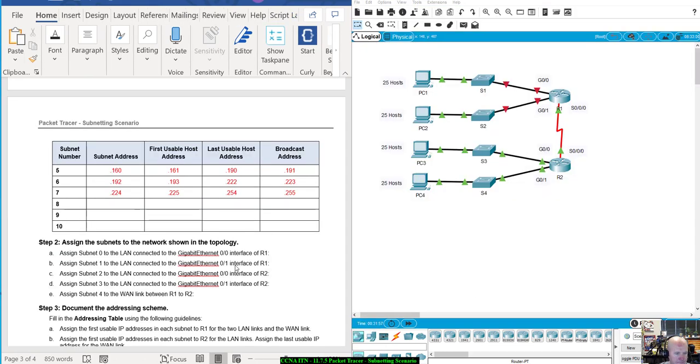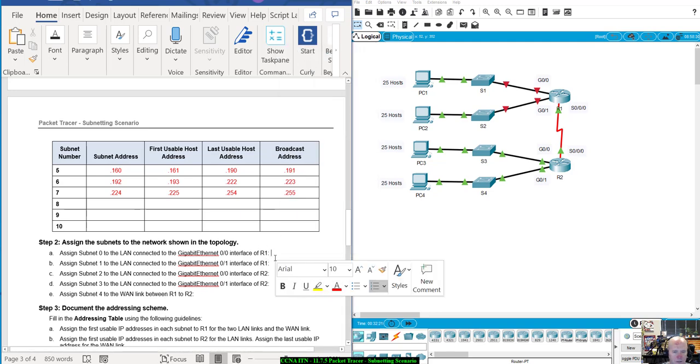All right, so assign the subnets to the network shown in the topology. Assign subnet 0 to the LAN connected to gigabit 0/0 of R1. All right, so they're not saying to configure it. They just want you to label it pretty much. So this is going to be 192.168.100.0 with a slash of 27. Make sure you put that, because if you put a slash 24, it's not going to work.